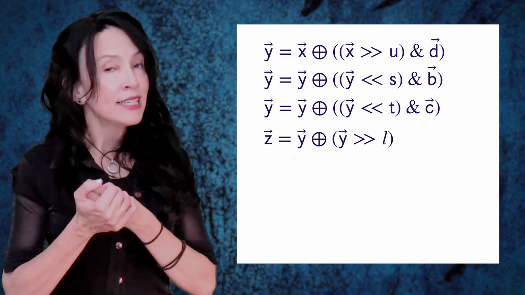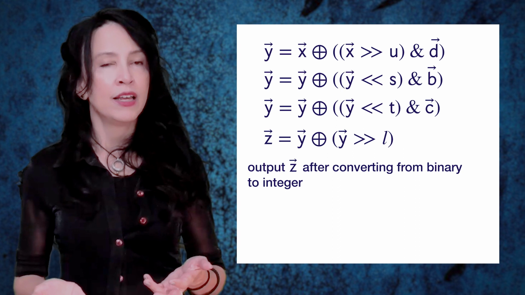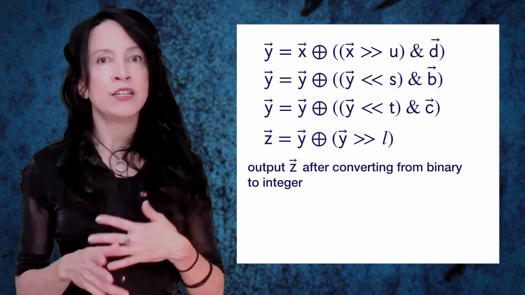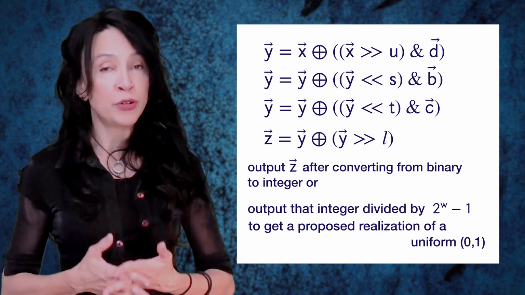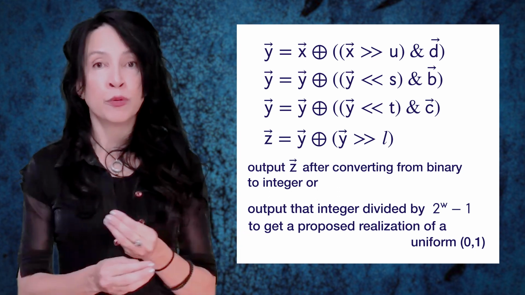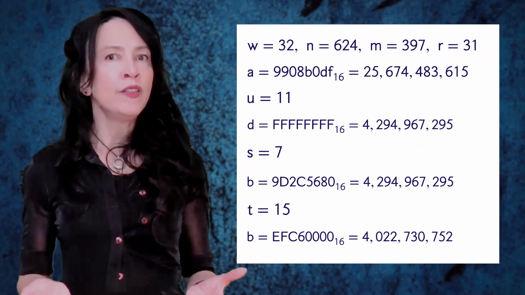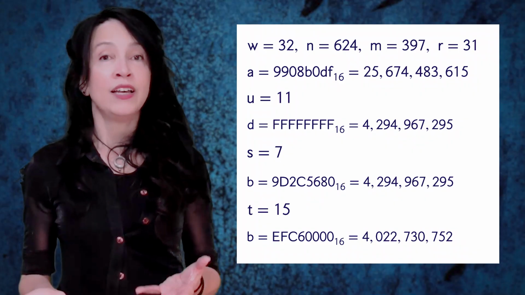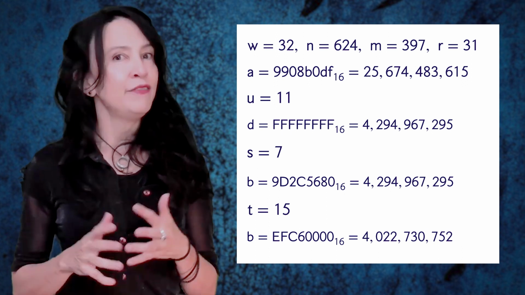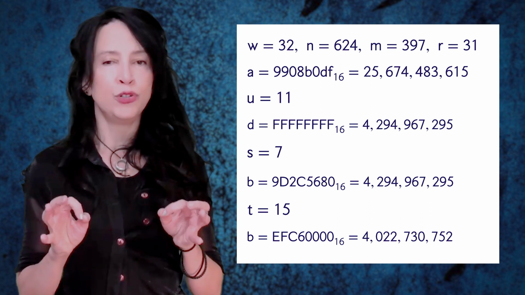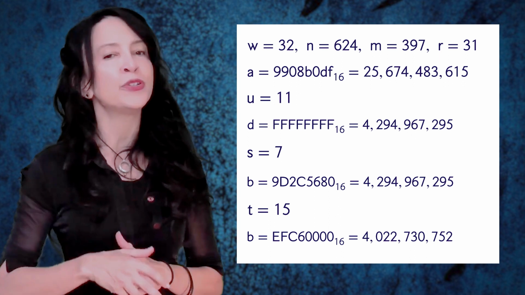And this is the output of the Mersenne Twister if you're looking for an integer. But if you translate this to decimal and divide by 2 to the 32 minus 1, that's how you get the output of a Mersenne Twister as a uniform 0, 1. For the 32-bit Mersenne Twister, the parameters that I discussed today are all listed right here. It famously has a period of 2 to the 19,937 minus 1, again a Mersenne prime.